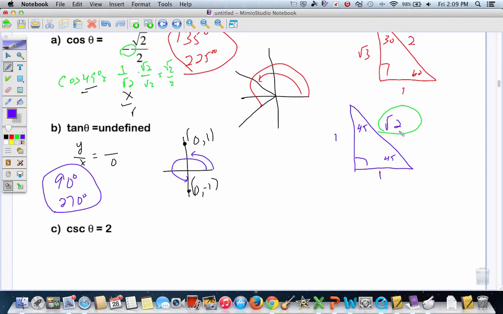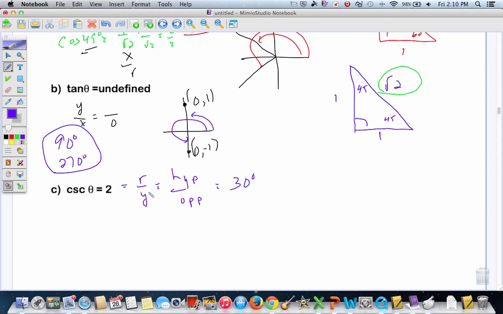Keeping our triangles in view here for letter C, cosecant of theta equals 2. Notice once again our 45, 45, 90 triangle, I have a square root of 2, but not just a number 2, so I can't get 2 in any fraction here. But up here, I can get 2 by putting 2 over 1, which means for cosecant, cosecant is r over y, or hypotenuse over opposite, which means I have to use the 30-degree angle as my reference angle.